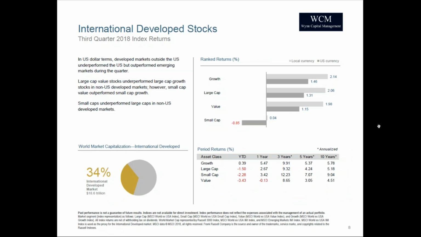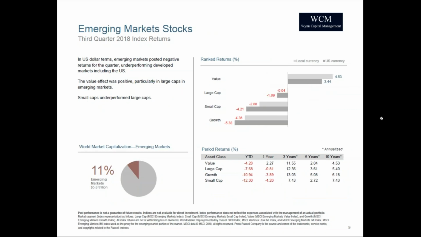Here again is international instead of just the U.S. These are the developed foreign countries, and again, growth is outperforming small in that picture as well. And then if we zoom in on emerging markets, value actually was the best performing, but in general, everything was down.